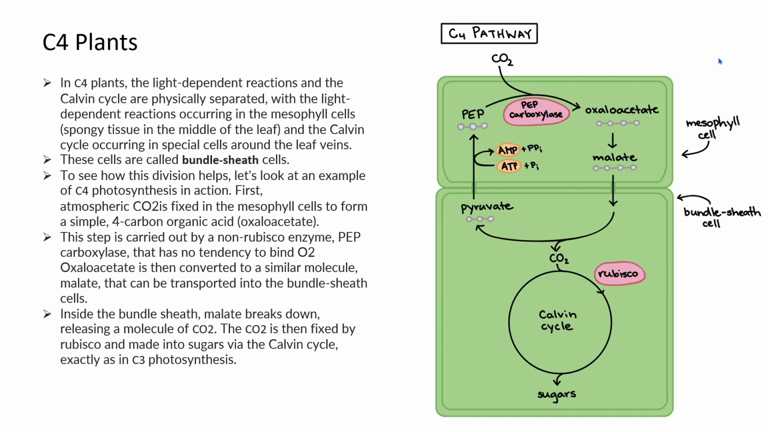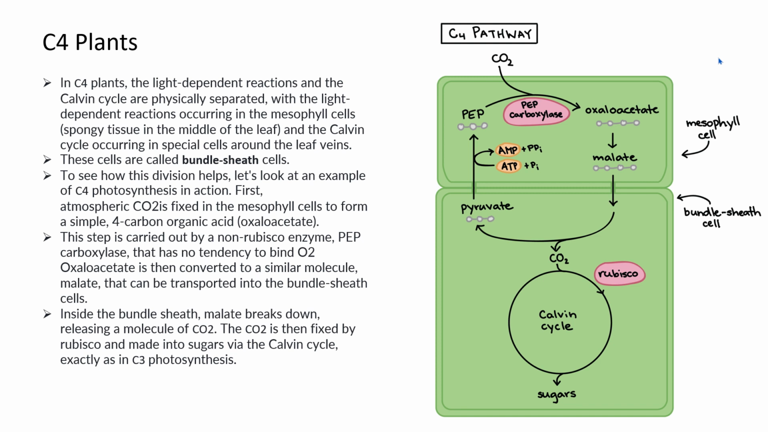As we know, in the C4 plants, the light dependent reactions and the Calvin cycle are physically separated, with the light dependent reactions occurring in the mesophyll cell, the spongy tissue in the middle of the leaf. When you are seeing the leaf through the microscope, we see so many pores and the stomata. There is a spongy part of the leaf which is in between the layers. So when the CO2 enters, it meets the PEP carboxylase. PEP is phosphoenol pyruvate carboxylase. When they meet, they form oxaloacetate, then malate.